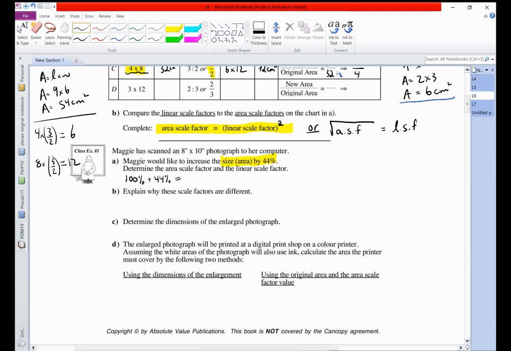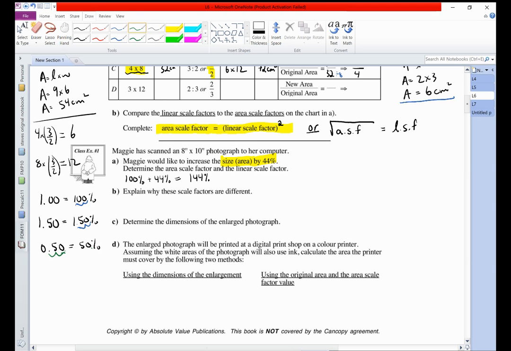that means we want a new area of 144%. That's our area scale factor as a percentage. We want to convert that into a decimal. So just for future reference, 1.00 is 100%. 1.50 is 150%. And 0.50 is 50%. Hopefully you remember this, but if you don't, all you're doing is moving your decimal place over 2, or if you're going the opposite way, you would move your decimal place to the right by 2 to get 50%.